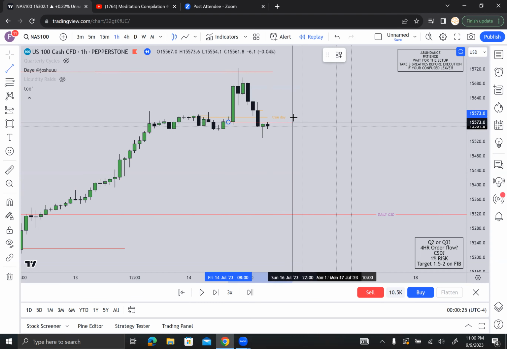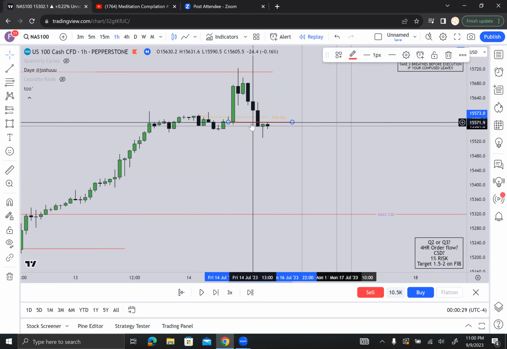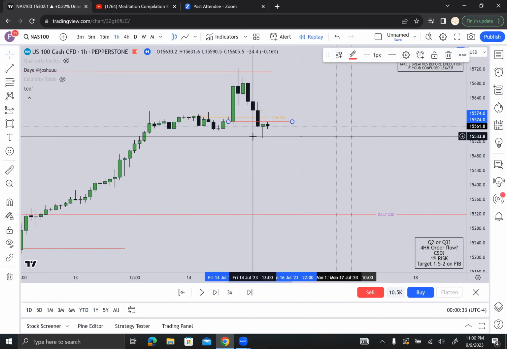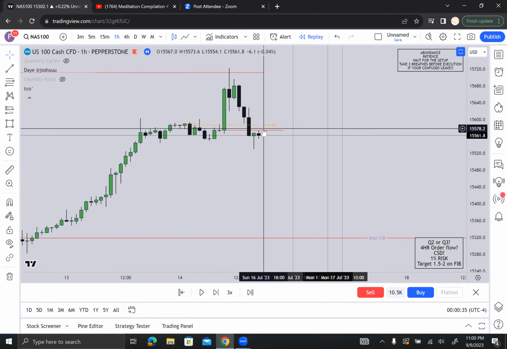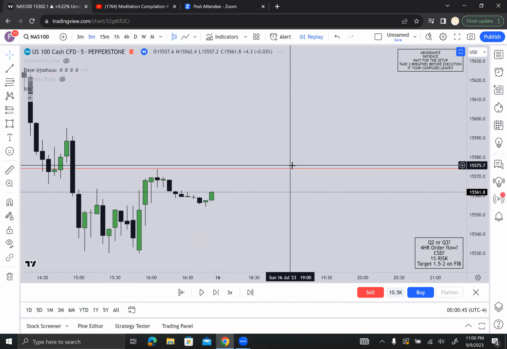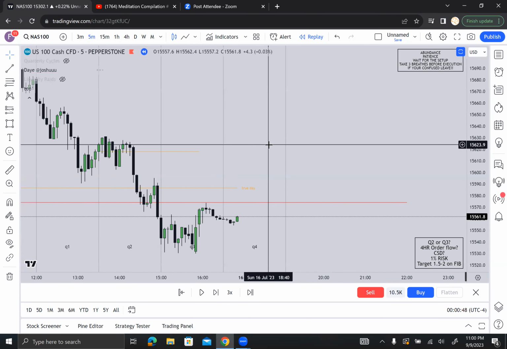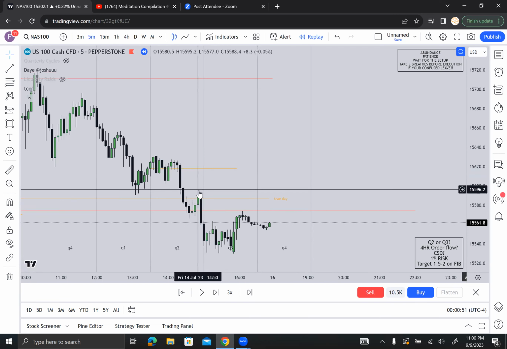So if we overall are correct on our bias, we shouldn't see a break above this as far as bodies go. We should see steady price action, rejecting that. We might get a nice wick above the true day open. Okay, so here's the true day. You do have this high here.